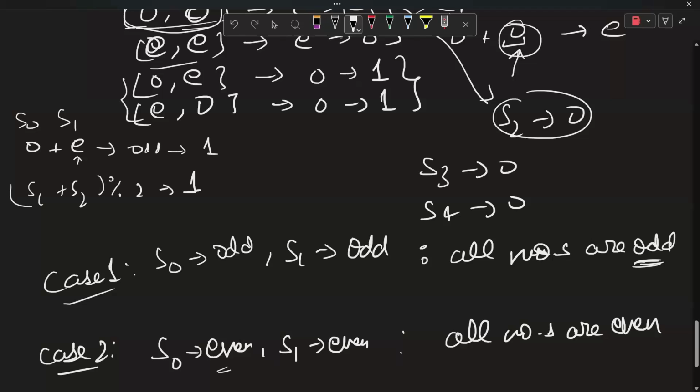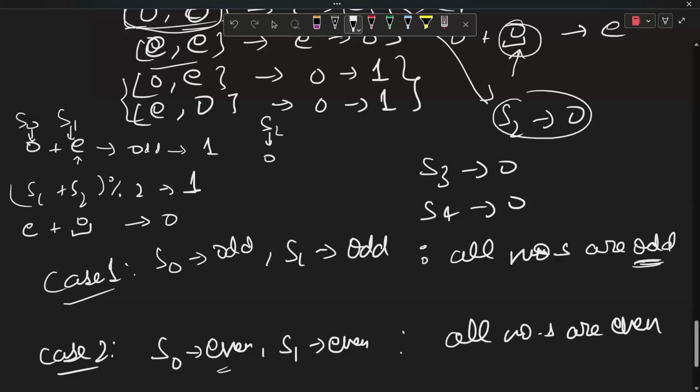So S1, we know, is even. So even plus what would make 1? 1 means odd. So even plus what would make an odd? We need an odd to make an odd. Even plus odd would make an odd. Even plus even would make an even. So the third value is going to be odd. So we had S0 as odd, S1 as even, and we concluded S2 would be odd.